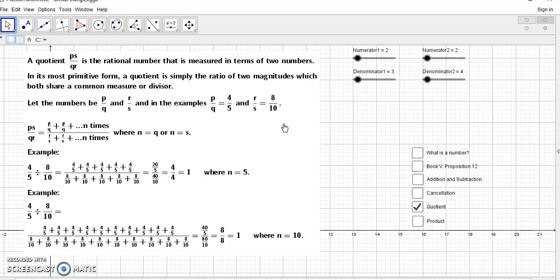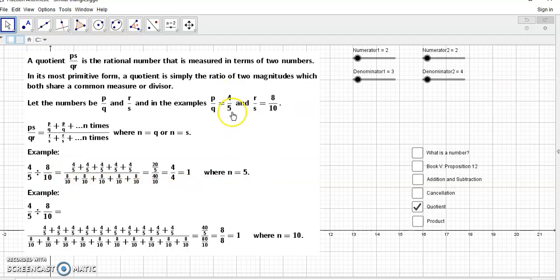So P over Q is 4 over 5 and R over S is 8 over 10, which means that the quotient will equal P over Q added to itself n times and R over S added to itself n times, where n is either the denominator Q or the denominator S. And it doesn't matter how you do it, it will always work out to the correct answer, okay?